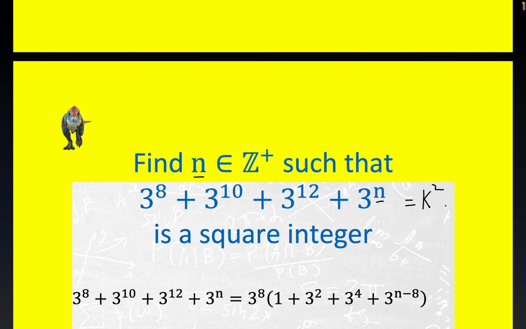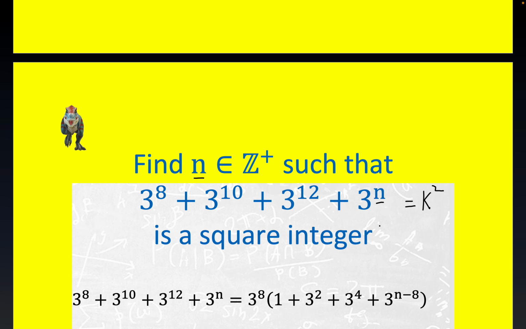Really, the main idea here is just to go ahead and make the assumption, which is a very valid assumption, that n is greater than or equal to 8. Notice that if n were less than 8, you would get a negative exponent here, which wouldn't make any sense in this context since we're looking for a square integer. Okay, so we're assuming that n is greater than or equal to 8, and we go ahead and factor the 3 to the 8th out.